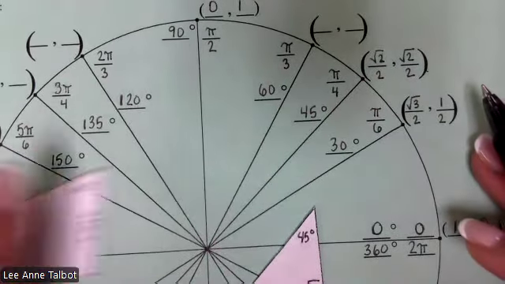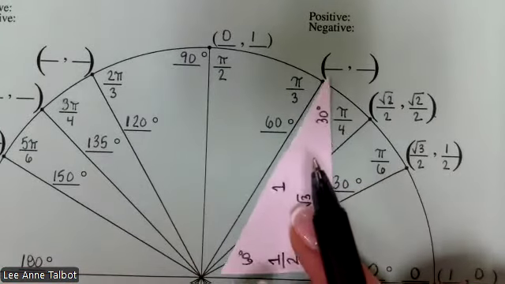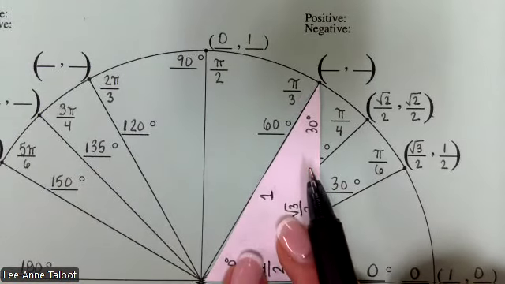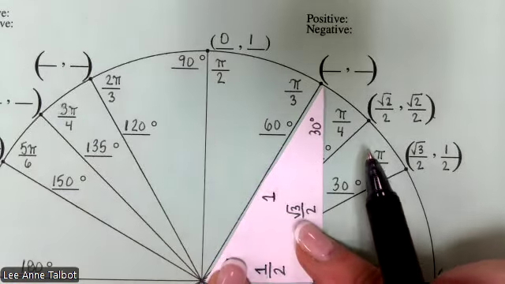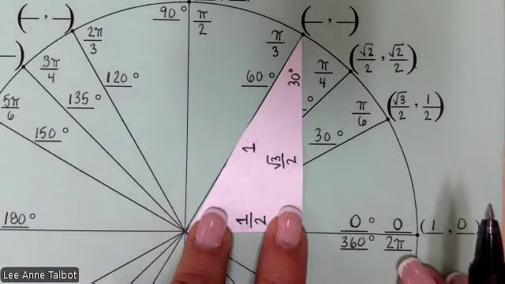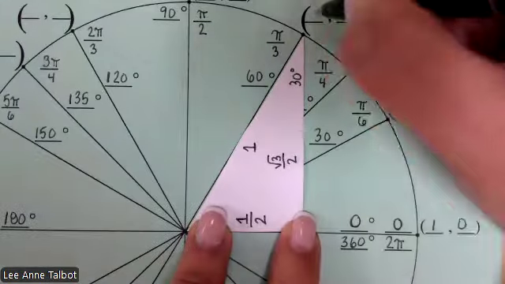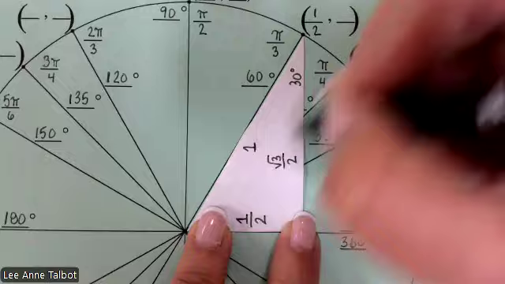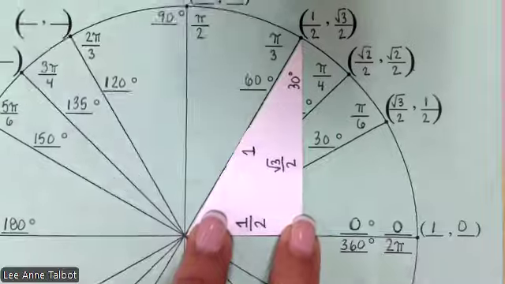Okay, now you're going to take your 30, 60, 90 again, but you're gonna have to flip him over. And that's why we labeled both sides. So you could flip him over and tuck him in to the 60-degree spot. Okay, so this coordinate is over 1/2, up √3/2.